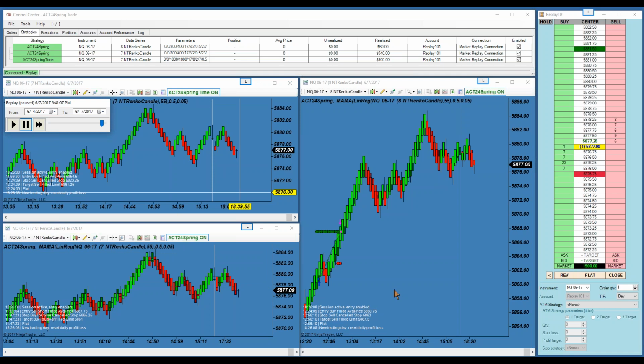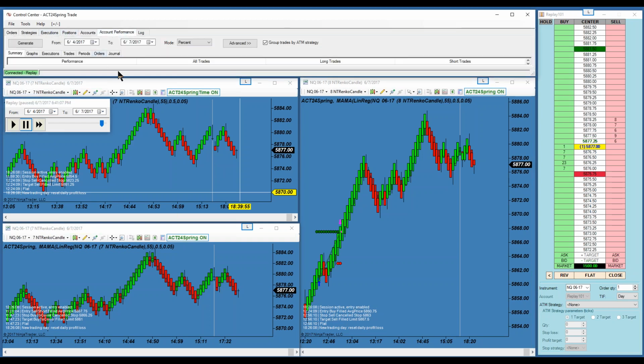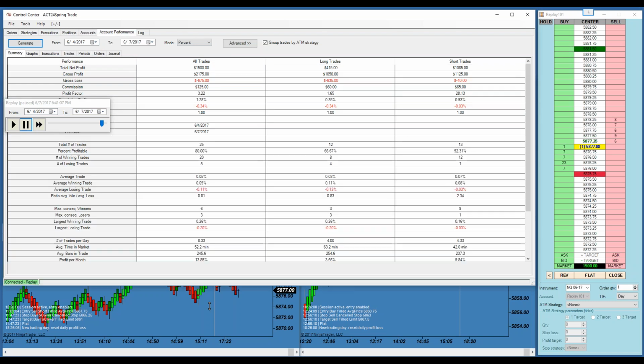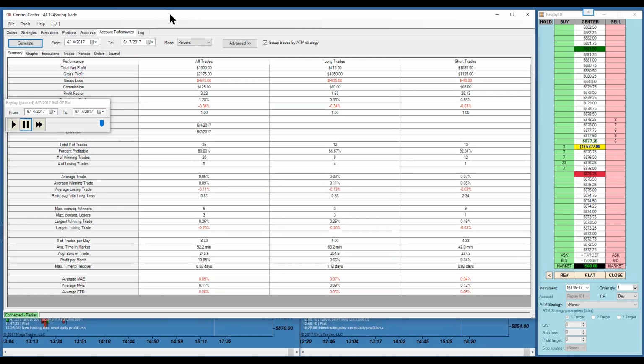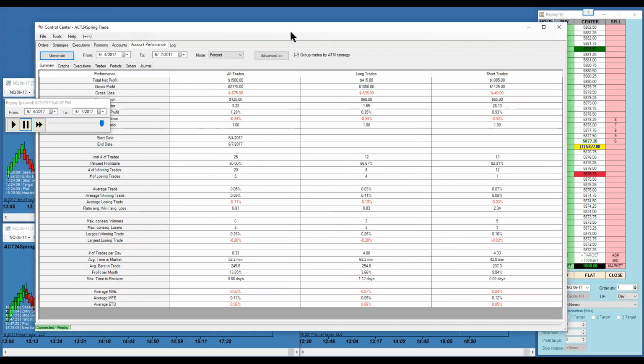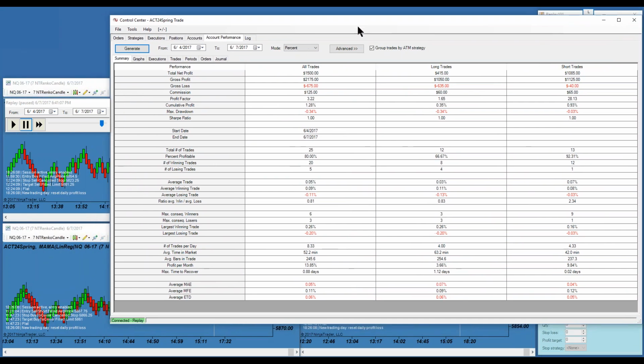So we hope you like this. What we'll do real quick before we go is we'll look at a performance report from 6/4 to 6/7. We'll generate that report. And here it is. Okay. We made a total of $1,500 for the week. That's on 3 days. That's excellent.